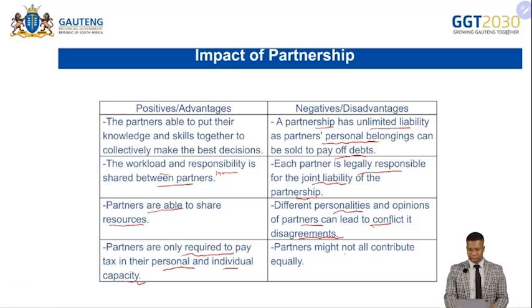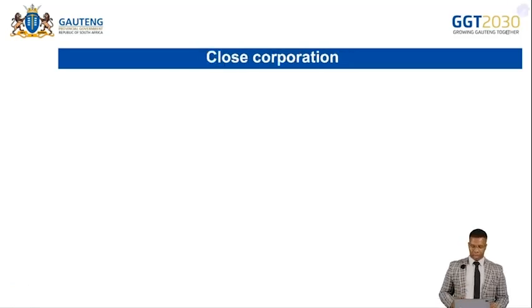And then partners might not all contribute equally. This is the idea that some partners will bring their skills while some bring capital, which is money. So those who have contributed money might feel that the other partner, because they are only contributing the skill, is not that important. Then we also have close cooperation.